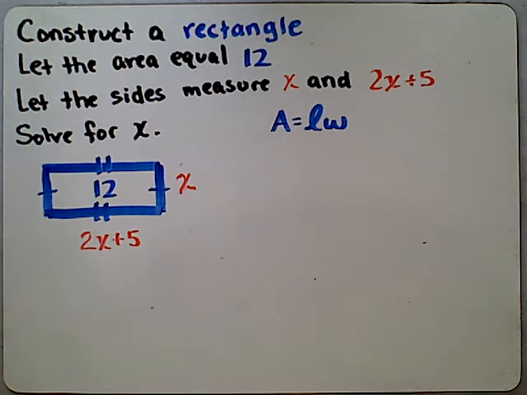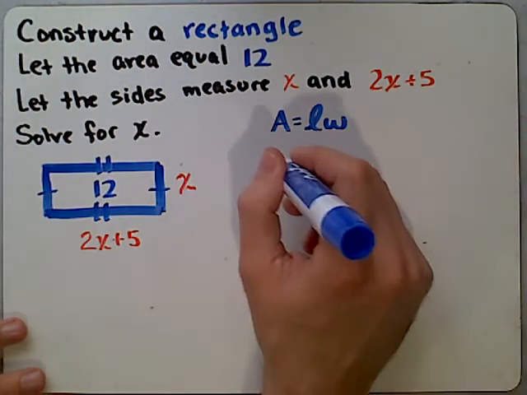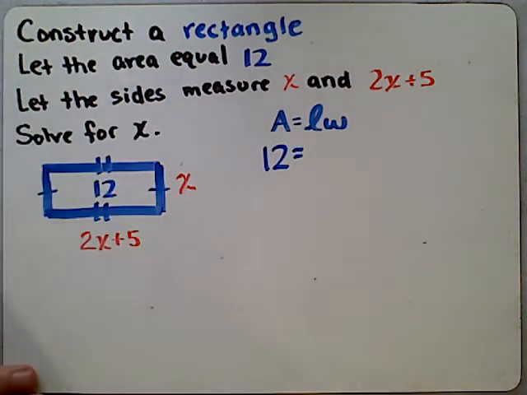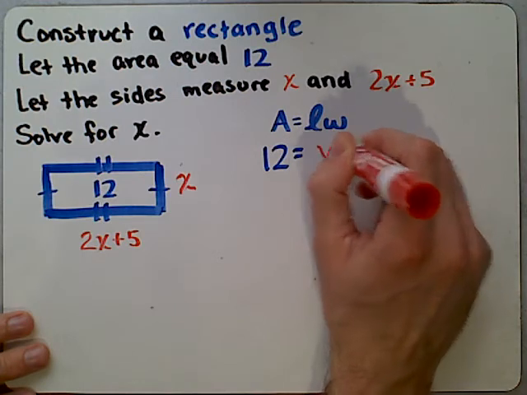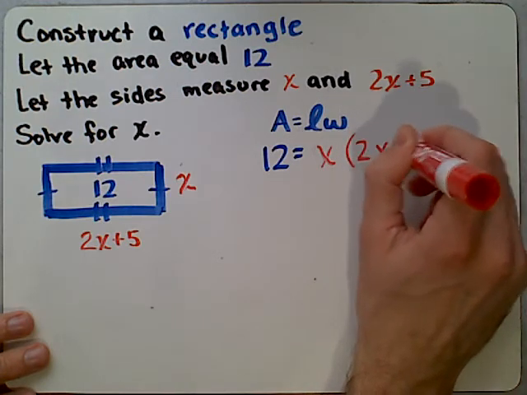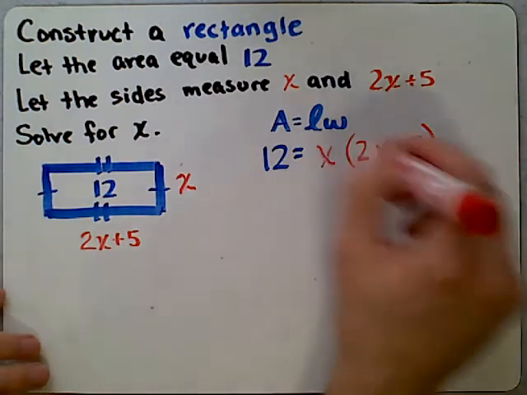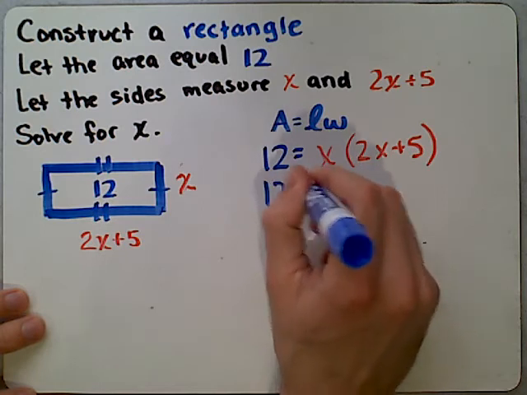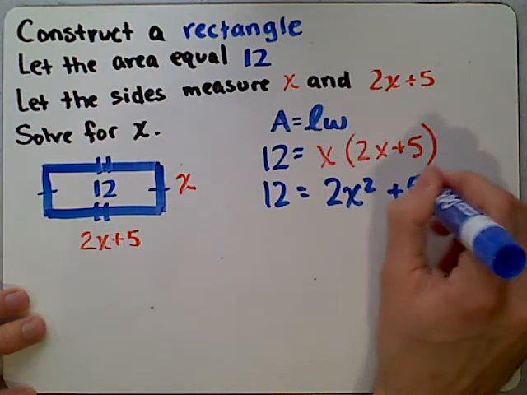Alright, so we've got an area formula here for the rectangle. Area equals length times width. I'm going to replace the area with 12 because we know the area is 12. And I'm going to replace the length with x and the width with 2x plus 5. What we're going to do then is distribute the x. We're going to get area, or in this case 12, equals 2x squared plus 5x.